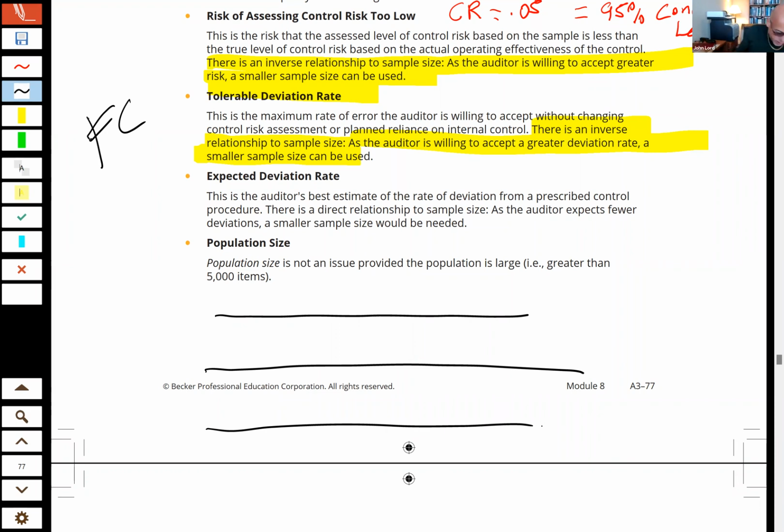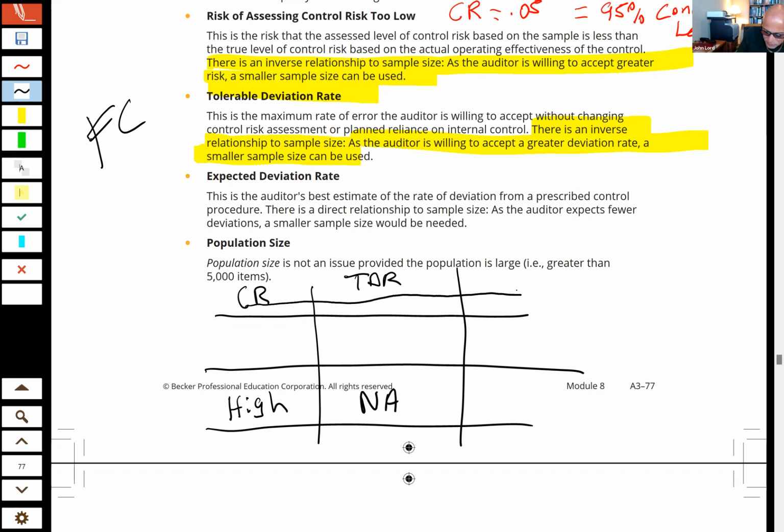So from a textbook standpoint, if my control risk is high, some people would suggest that my tolerable deviation rate is not applicable. Who cares how often a control fails, if I've assessed the control risk as high, either because I don't like the design or I've determined it hasn't been implemented? Who cares what the tolerable deviation rate is? I don't care. Don't even apply that control anymore. You're wasting time. So what happens here?